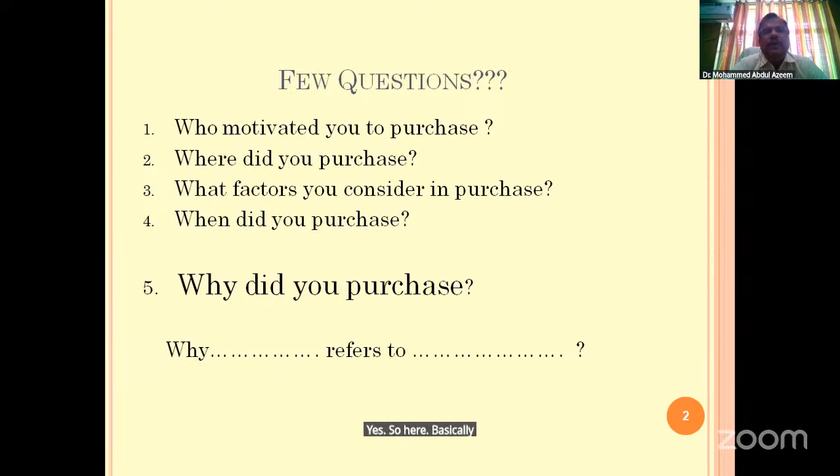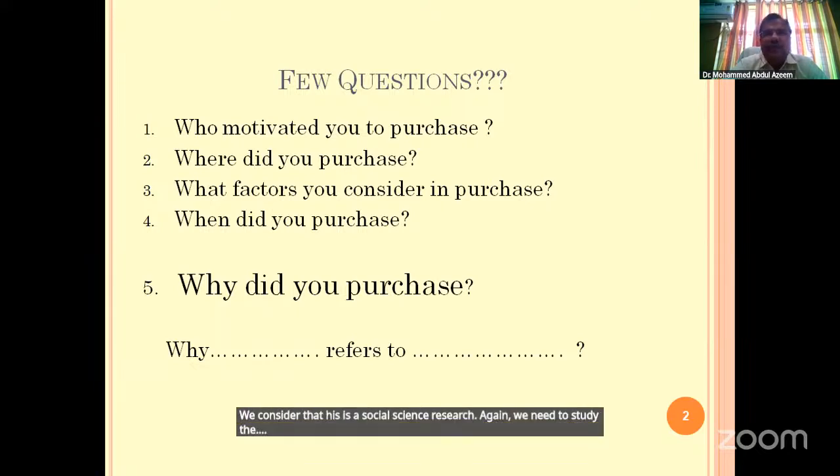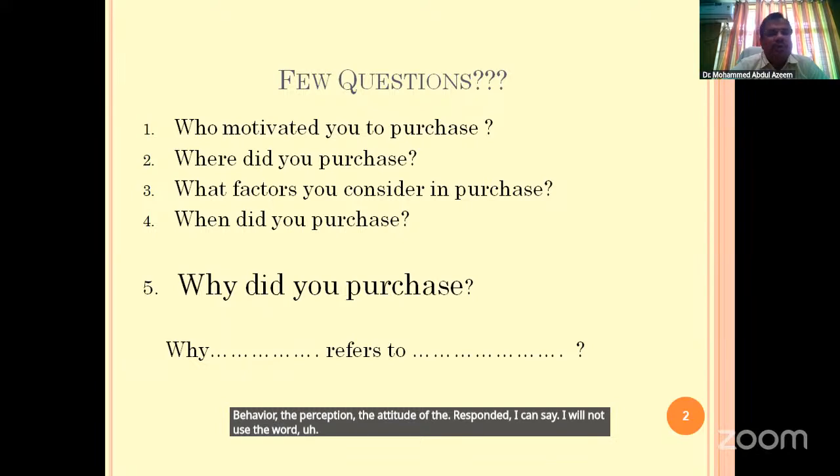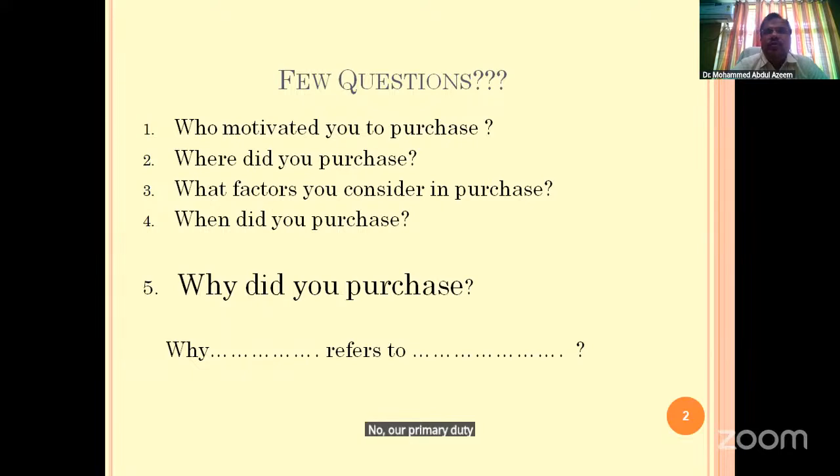So here, basically, we consider that ours is a social science research. Again, we need to study the behavior, the perception, the attitude of the respondent. I will not use the word customer, but respondent. Now, our primary duty is to be an authentic research, to get a correct solution. The correct response has to come from the respondent. If the correct response doesn't come, then the solution will be wrong.